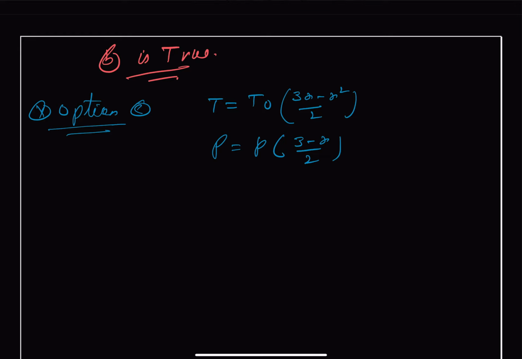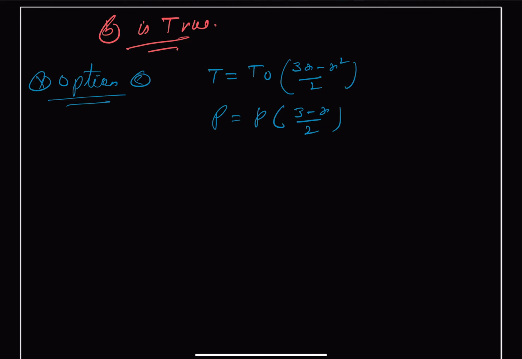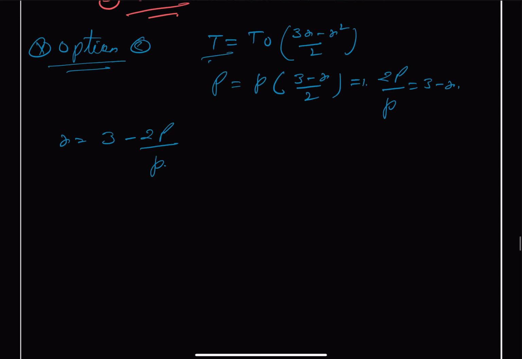So we can write that from here, 2P upon P is equal to 3 minus x, or we can say that our x is equal to 3 minus 2P upon P. So we substitute x into our T equation.